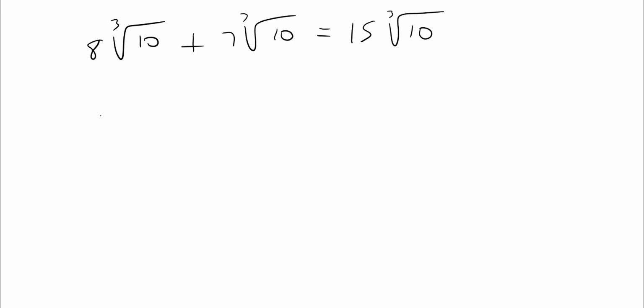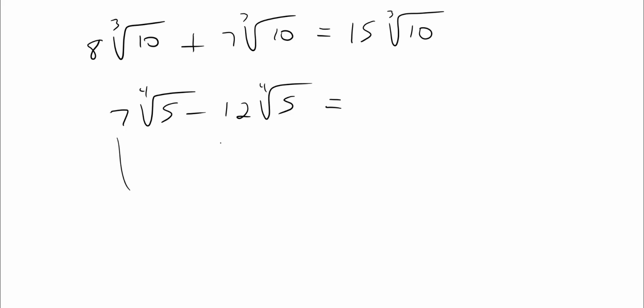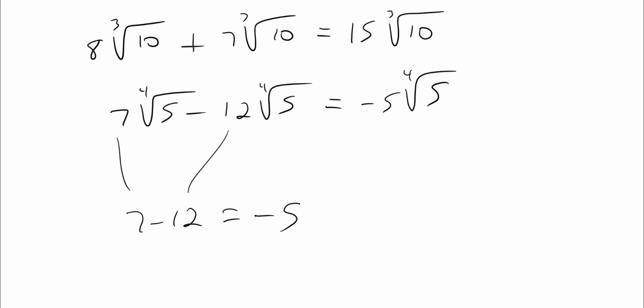Same thing with subtraction. If I said 7 times the fourth root of 5 minus 12 times the fourth root of 5, as long as you recognize that they're both fourth roots of 5, you can subtract. So I'm doing 7 minus 12. Put that in your calculator. It's negative 5. So the answer is negative 5 times the fourth root of 5. That's just the basic math, 7 minus 12.